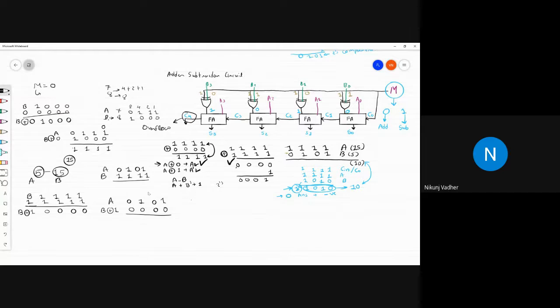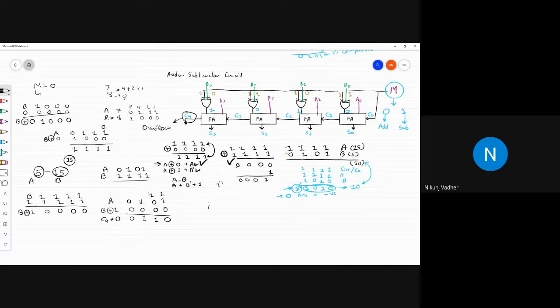As well as the value of C0 will be 1. So 1 plus 1, 0 plus 0, 0, and carry will be 1. So here 1, here 1, here 0. And here you see the value of C4, C out. C4 will be 0.